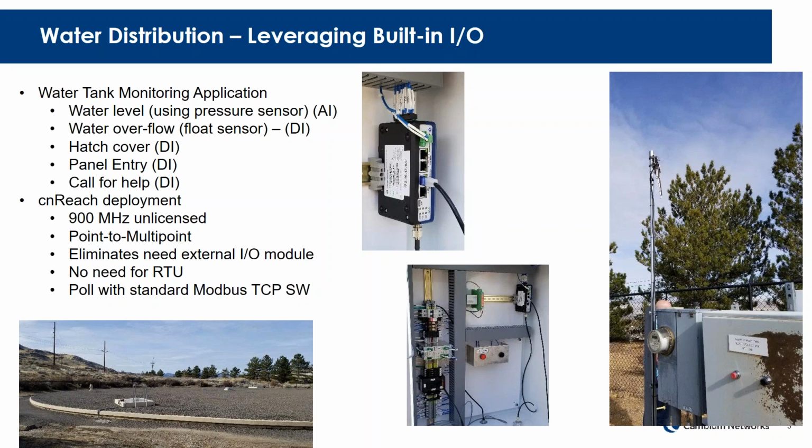In this particular application, these water tanks are all being serviced by an operations center in the center of the city. The typical distances are anywhere from 5 to 12 miles, 8 to 15 kilometers. And if they need to go further than that, then they'll typically put in a relay node to go a little bit further. So, great example of leveraging the capabilities of cnReach. This is a 900 megahertz unlicensed point-to-multipoint application, but it's a great example of leveraging some of the benefits of the product.